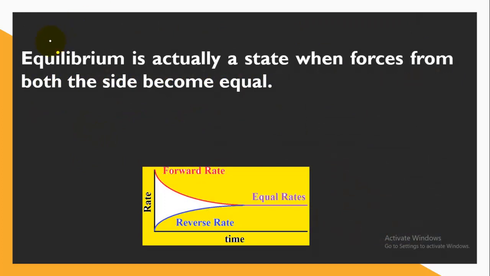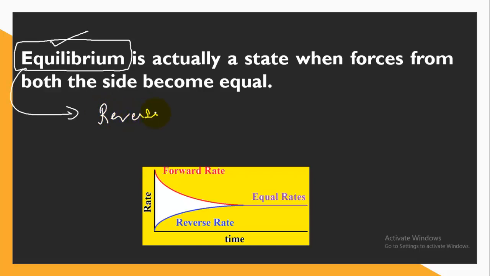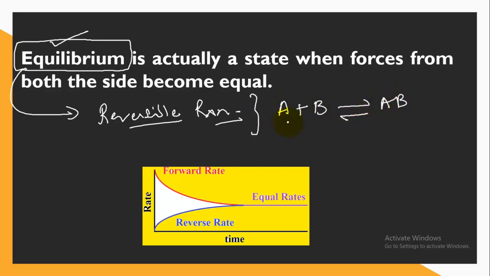Now, where do we get to see this phenomenon, that is equilibrium. Equilibrium is established, or you can say equilibrium is applicable, only in reversible reactions. A reversible reaction, we know, is a reaction in which the reactants can form the product and the product can also form the reactant back under a given set of conditions. These kinds of reactions are represented by double arrows.